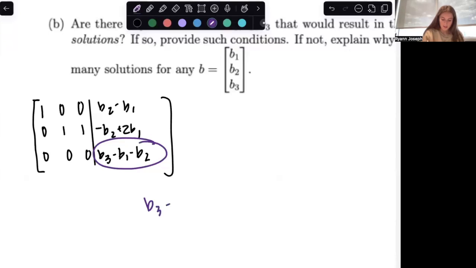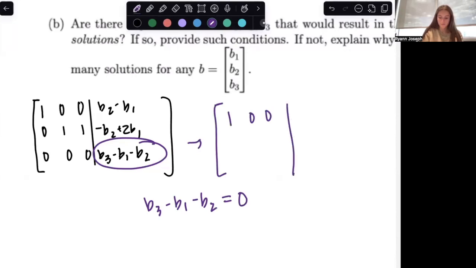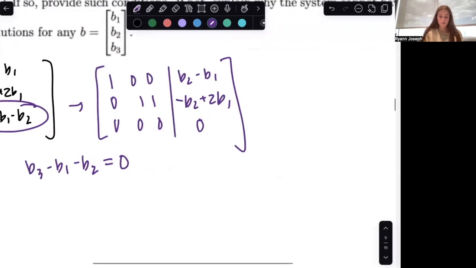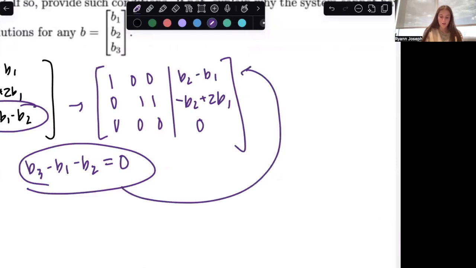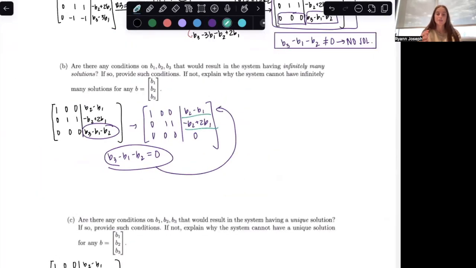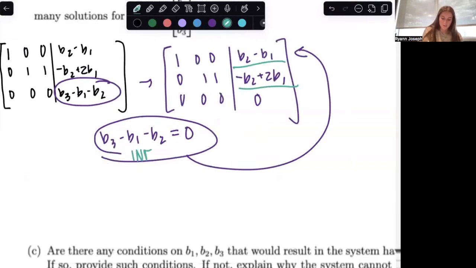So if B3 minus B1 minus B2 is equal to 0, that means that we would have 1, 0, 0, B2 minus B1, 0, 1, 1, negative B2 plus 2B1, 0, 0, 0, 0. It doesn't really matter for our intents and purposes how this affects the rest of these two values, because all that matters is that they would form a system that would have infinitely many solutions. So this is the condition where we'd have infinitely many.